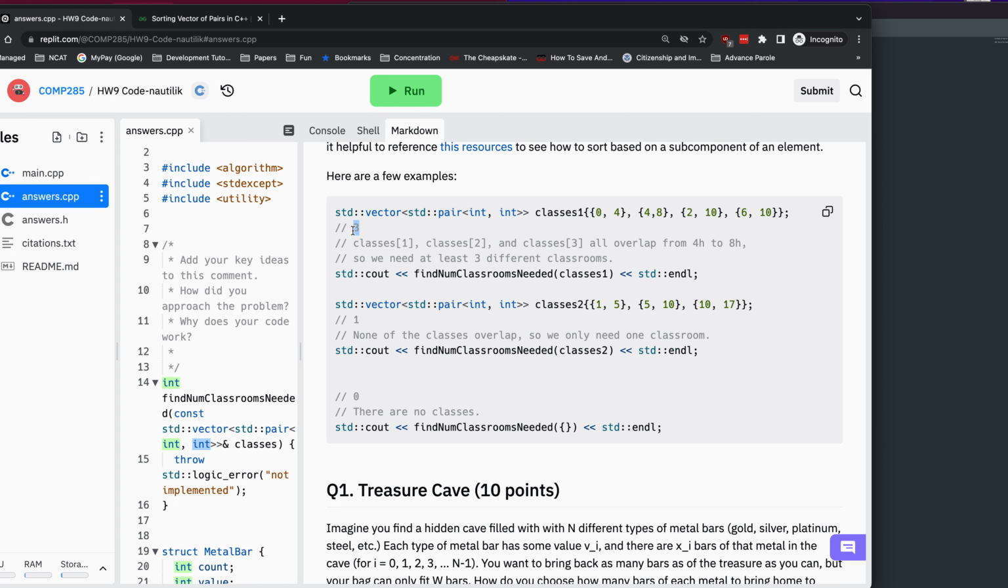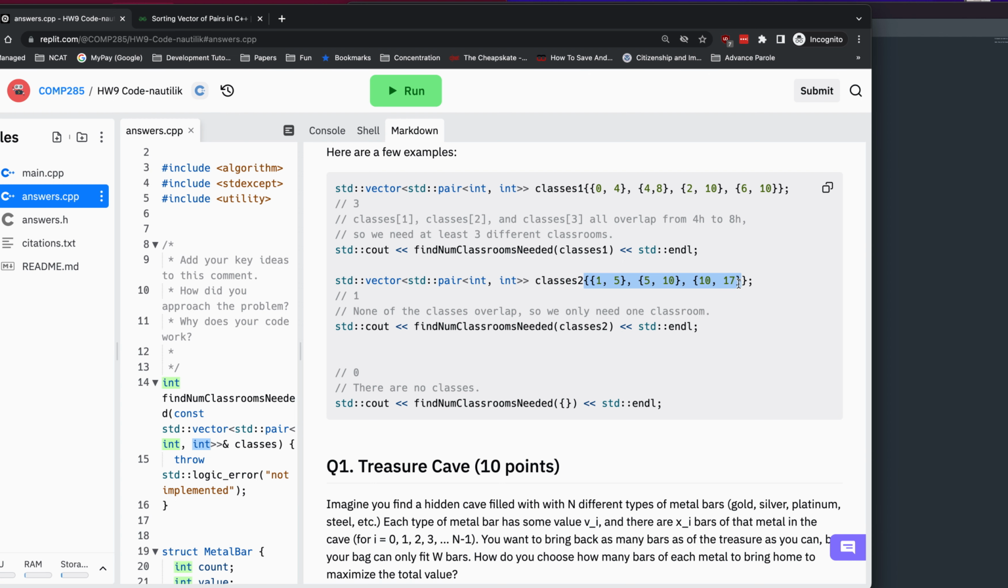So we need at minimum 3 classrooms. Why? You need one classroom for 0 4. Then 4 8 can be in the same classroom as 0 4, because they don't overlap. But 2 10 overlaps the 4 8, so it needs a different classroom. Similarly, 6 10 overlaps with the 2 10 and with the 4 8, so it needs a separate classroom. Another way to see that is that classes 1, 2, and 3 all overlap from 4 to 8. From 4 to 8, all 3 classes are in session, which means you need at minimum 3 classrooms.